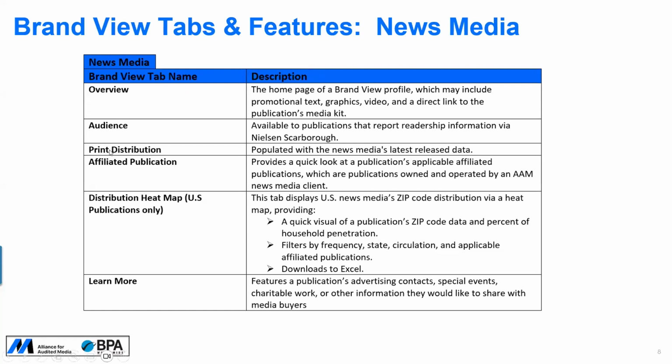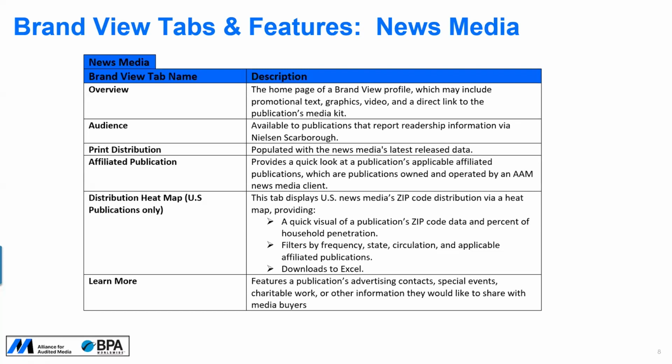Also, there's a tab called print distribution for periodicals. It's called circulation. What this does is pull in your data from your latest release publisher statements and put it in a visual chart so you can see how your distribution is. And there's also this tab called Learn More. The Learn More tab is kind of a free-form tab in the fact that you can promote different information in that tab. Most people use this as a contact page for your sales team, your marketing team.